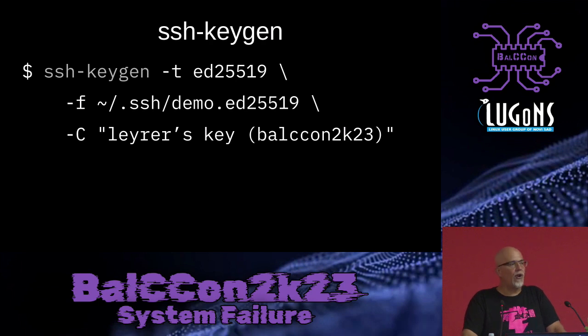So I strongly recommend that you always set a comment with some sort of description, your username, your email address, the service you generate this key for. So maybe generate one key for GitHub, so that would be leyrer's key for GitHub. Generate one key for GitLab, leyrer's key for GitLab, and at least you know why you generated this key and what it's for. Generate a key for the local VM you're testing stuff on, or for demo purposes like here for BalCCon.